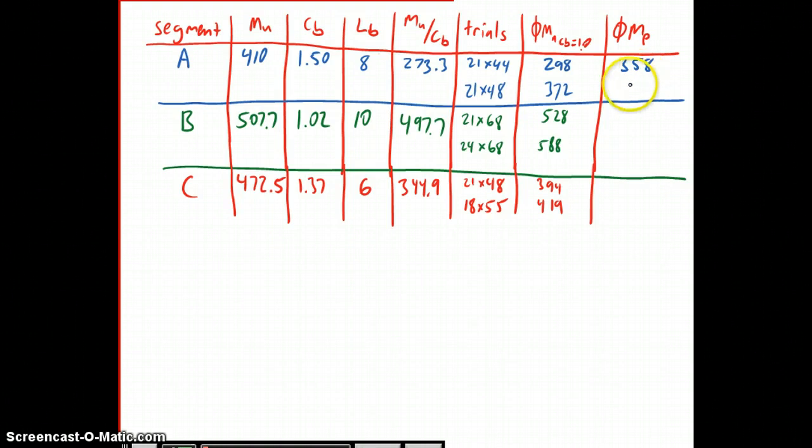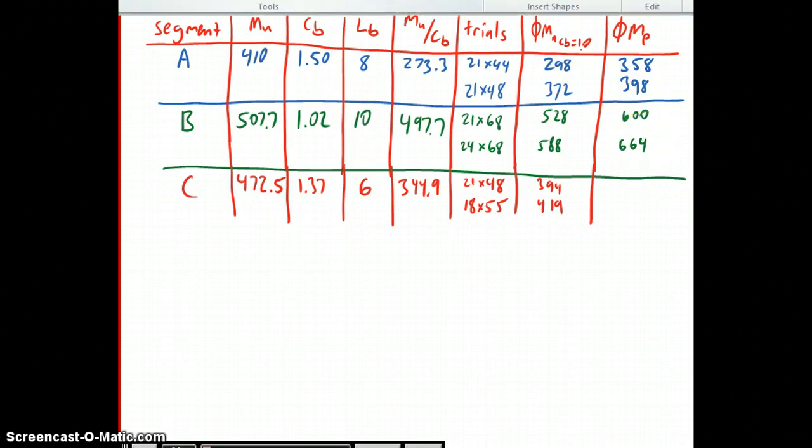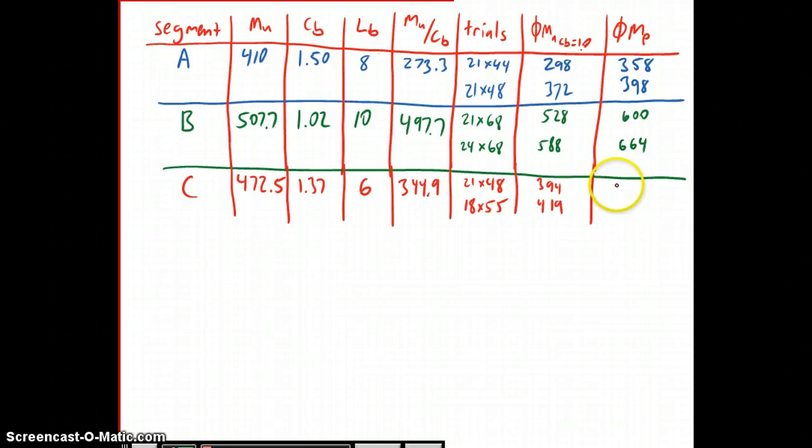Likewise, for the other shapes, we have 398. For the trials in segment B, 600 and 664. And for segment C, we have a duplicate trial, so that's 398. And for the 18 by 55, we find that its phi MP is 420.